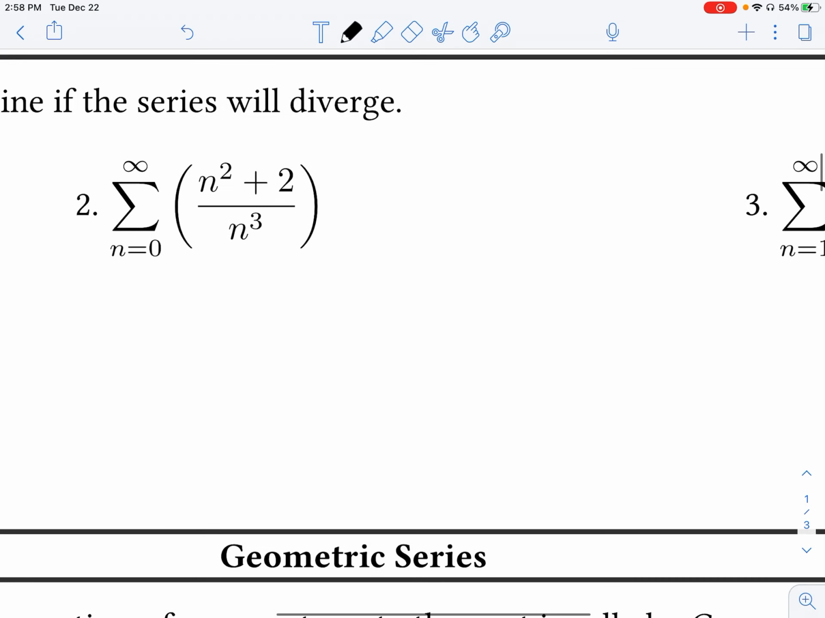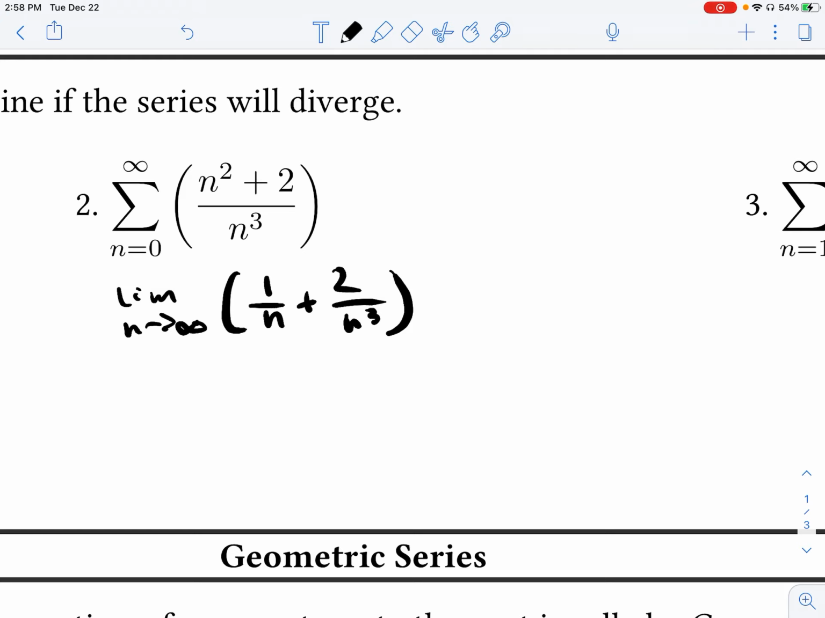Let's look at this one here. Again, we're going to look at the limit of a sub n as n approaches infinity. That's how we apply NTT. Maybe splitting this into two fractions might help. If I divide both terms in the numerator by n cubed, I get 1 over n plus 2 over n cubed. What happens as n approaches infinity? This term gets close to 0, and this term effectively is equal to 0. So the limit is indeed equal to 0, and this does not pass NTT. So we cannot say that it diverges.